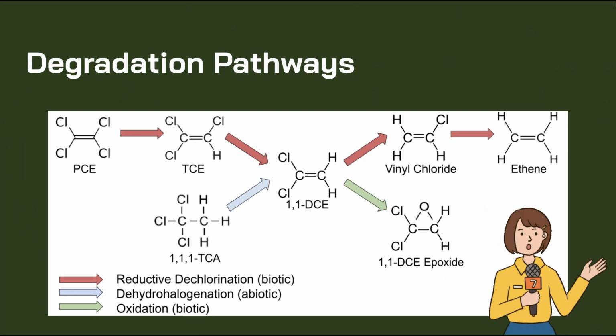There are several different degradation pathways which involve 1,1-DCE. Here, we will be focusing on the two depicted. As mentioned, 1,1-DCE is a daughter product of PCE, TCE, and 1,1,1-TCA. 1,1-DCE can then be further reductively dechlorinated, becoming vinyl chloride, then ultimately ethene. Or, 1,1-DCE can be oxidized and then further metabolized, ultimately producing carbon dioxide, water, and chloride ions.